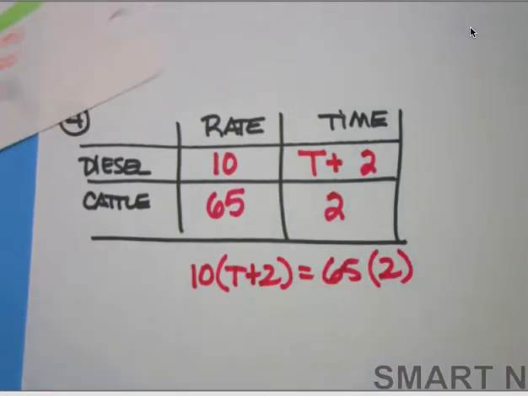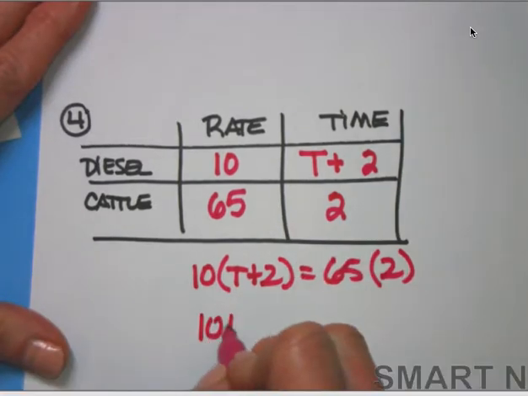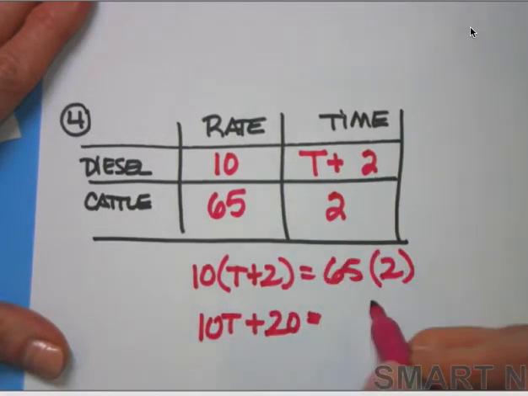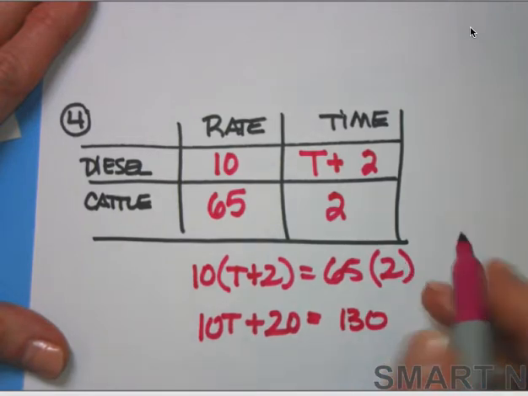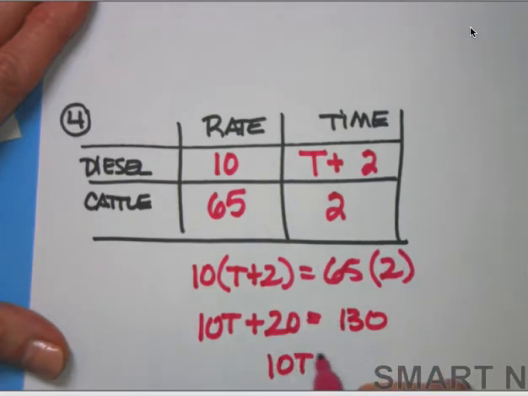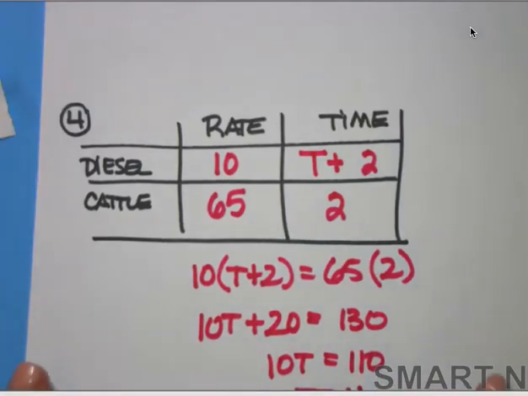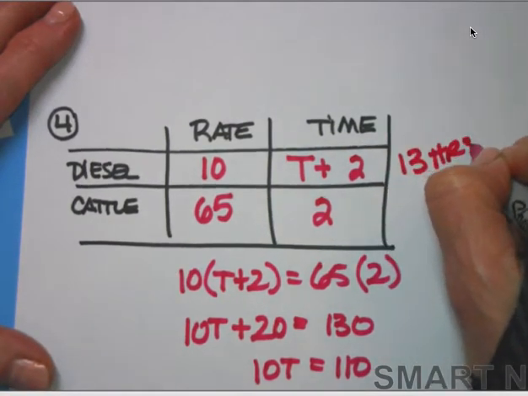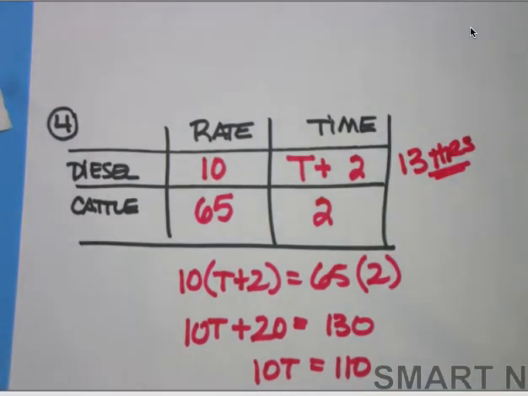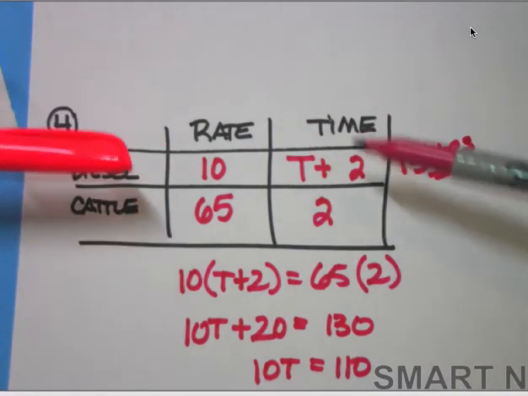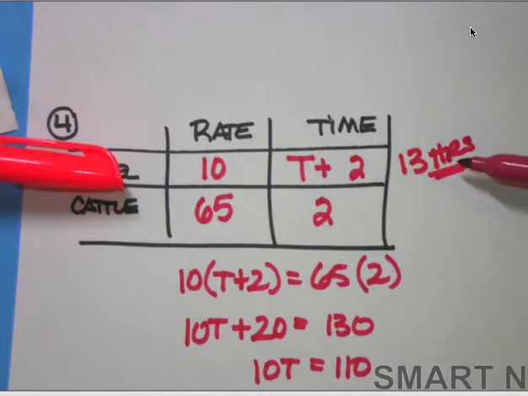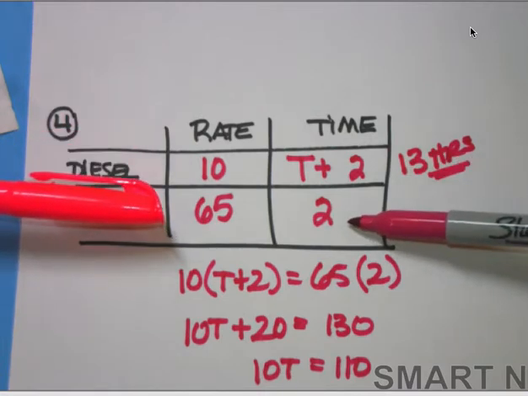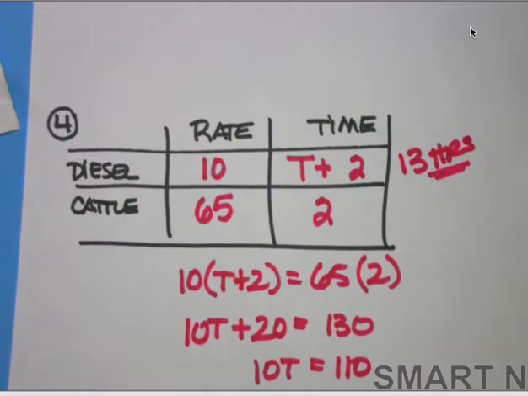In this particular problem, I'm going to end up with this. Looking at my support work, t is 11. So that means the diesel train is traveling for 13 hours before the cattle train catches up with it. Just to recap the same direction problems: one object, they're covering the same amount of distance, but one object is traveling slower and for much longer. The second object is traveling at a much faster rate and for less time. This problem really does exemplify that.